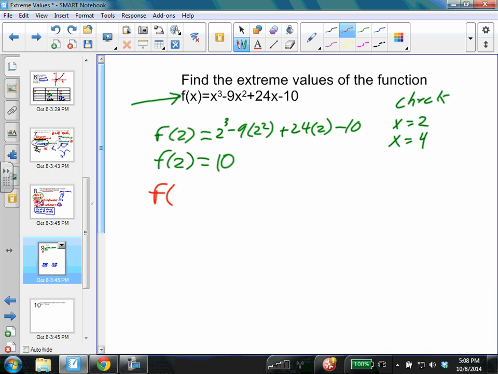And now we need to check for 4. So 4 cubed minus 9 times 4 squared plus 24 times 4 minus 10.